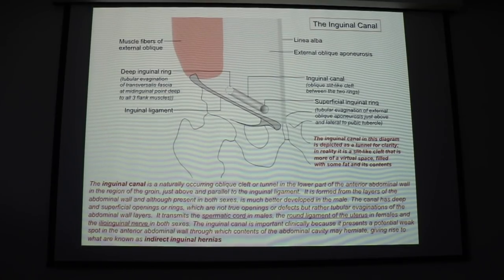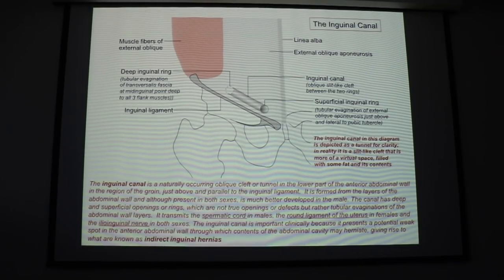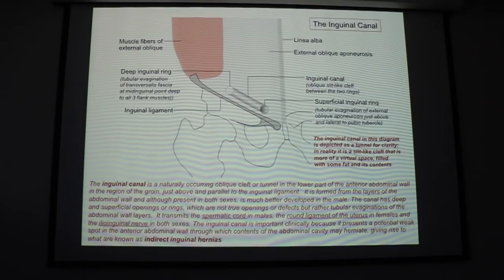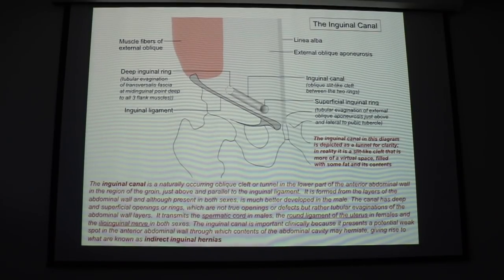Why do we call it inguinal? Why don't we call it the umbilical canal? Because the region where it manifests is the inguinal region of our body. We learn to divide our body into different regions in the anterior abdominal wall.